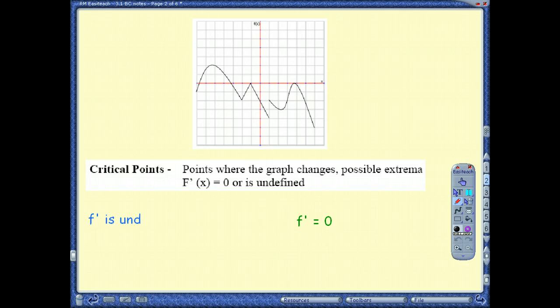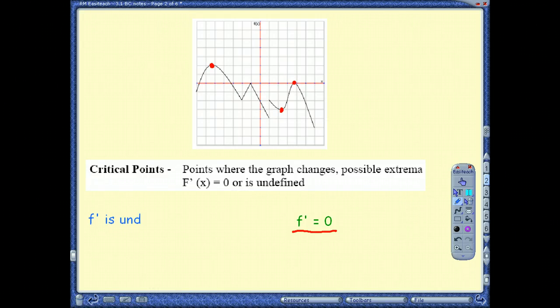Basically, the definition of a critical point is where your derivative is equal to 0 or where it's undefined. Now, 0 means there's a nice smooth curve, a nice transition. So when I'm looking at where my derivative is equal to 0, I'm looking at this point right here, this point, and this point. Those 3 points in red would be critical points.